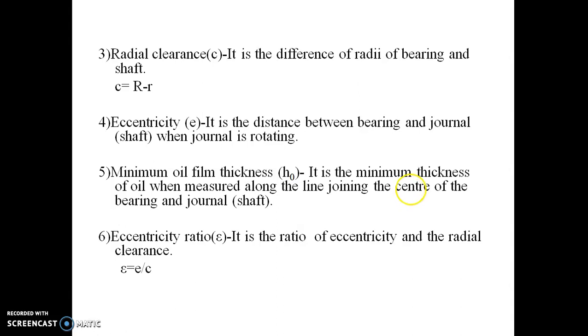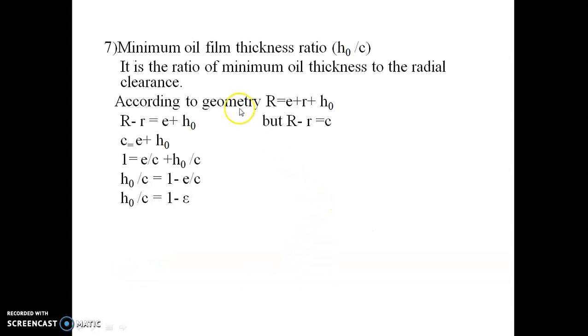that is shaft. Next, eccentricity ratio epsilon. It is the ratio of eccentricity and the radial clearance. So epsilon is equal to e upon C. Minimum oil film thickness ratio h naught by C. It is the ratio of minimum oil thickness to the radial clearance.